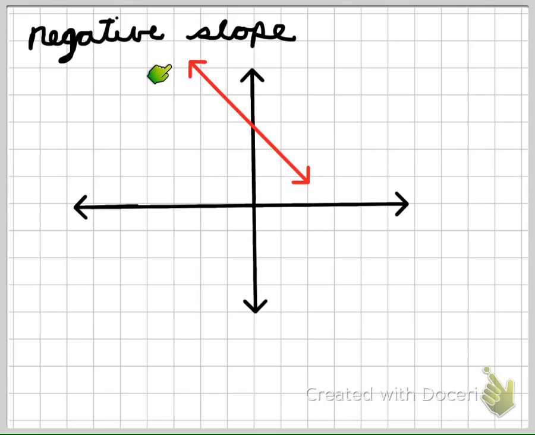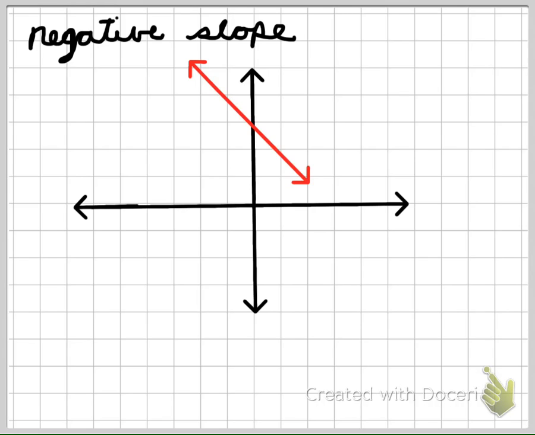So it's always important when you're writing the equation of a line, the very last thing you should do is double check to see, is the line falling from left to right, or is it rising from left to right, so that you can make sure that you put the right sign, plus or minus, in front of the m.